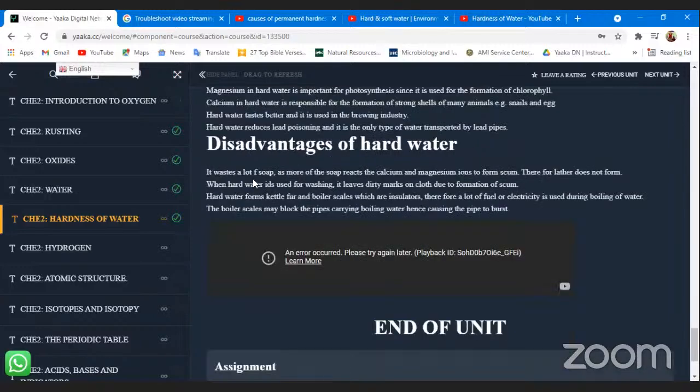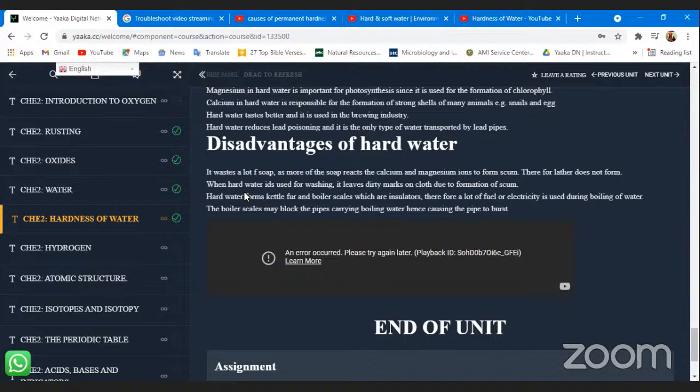The disadvantages are it wastes a lot of soap. When hard water is used for washing, it leaves dirty marks on clothes. I don't know if you have encountered that, but when you use hard water, you leave yellowish marks on white clothes and other types of clothes.